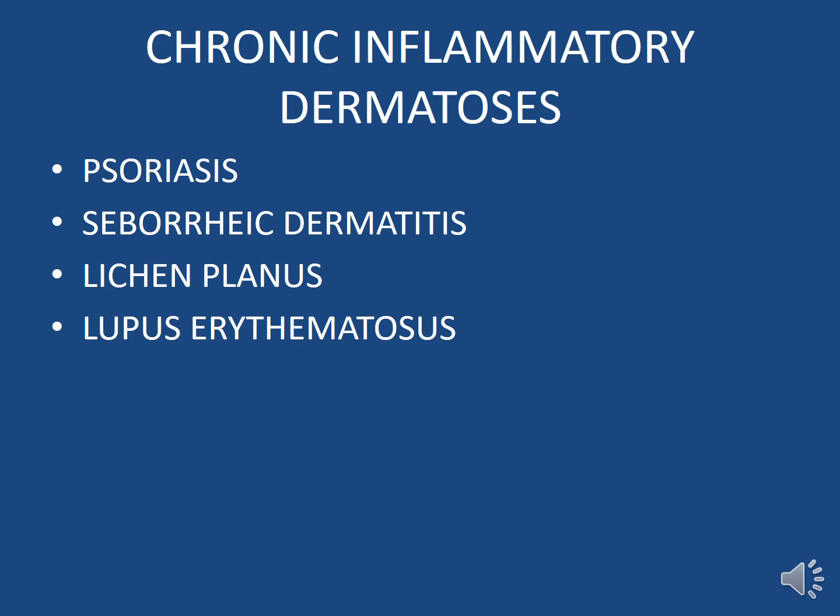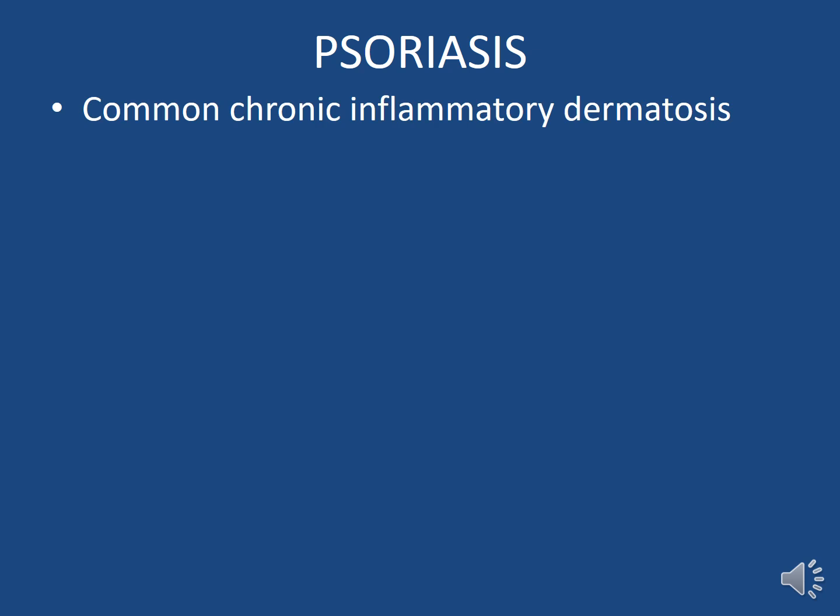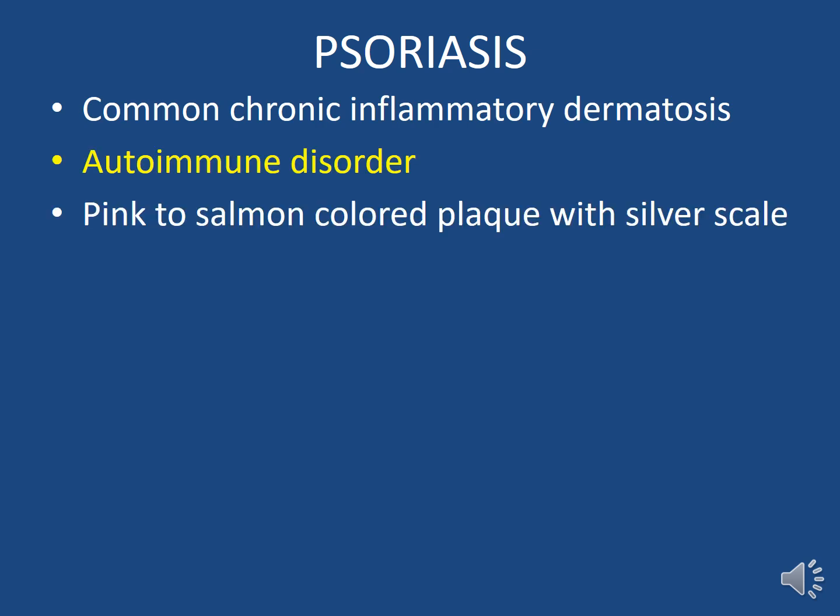Now, for the next group of skin disorders, chronic inflammatory skin disorders. So, include psoriasis, one of the commonly encountered chronic forms of dermatosis. So, this is an autoimmune disorder which will present with many types of skin lesions. So, pink to salmon-colored plaques with silver scales.